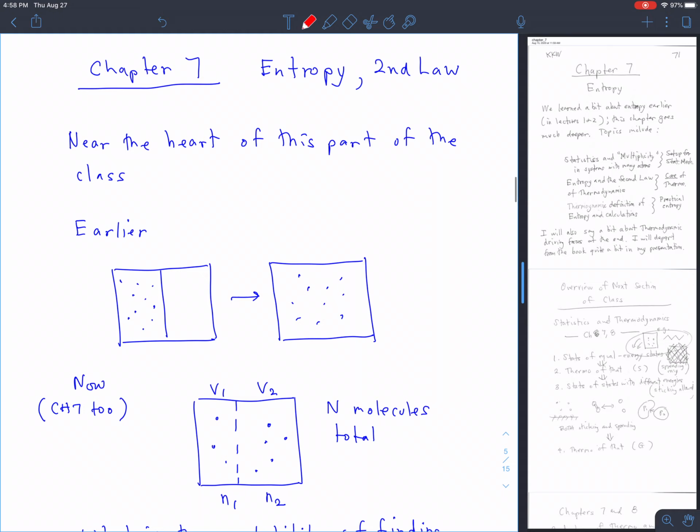Now I want to talk about entropy and the second law. This is now material from Chapter 7 proper. We essentially finished with Chapter 6. And entropy has to do with the second law, has to do with statistics. It is essentially the difference between a statistical theory like thermodynamics and the more mechanical theories that we are used to, quantum mechanics and classical mechanics. And therefore, this Chapter 7 is near the heart of the whole thermodynamics part of the class.